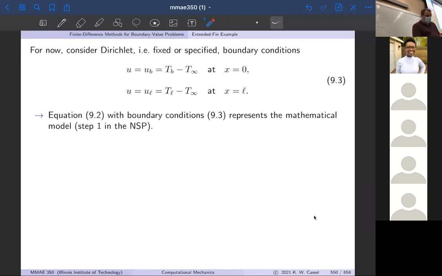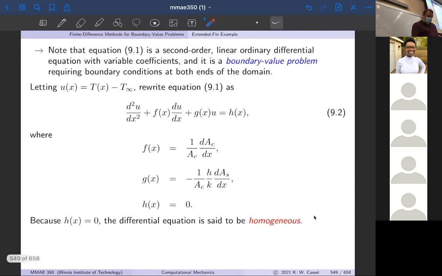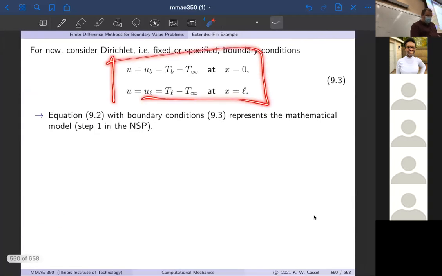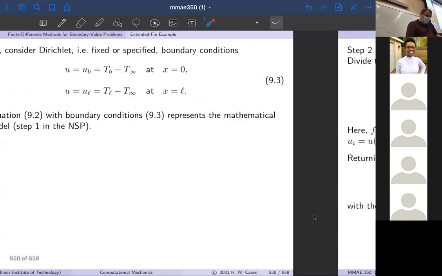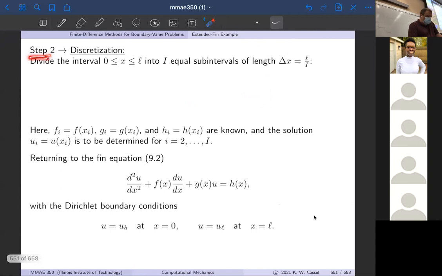All right, so that is step 1 of the numerical solution procedure. We have our governing equation, 9.2, and we have our boundary conditions, 9.3. So together, that is our system of differential equations that we want to solve. That is the mathematical model. That is the result of step 1 of the numerical solution procedure. Step 2, of course, is then to discretize. So we discretize the domain and we discretize the equation itself.